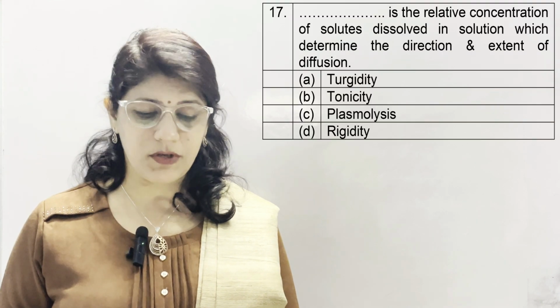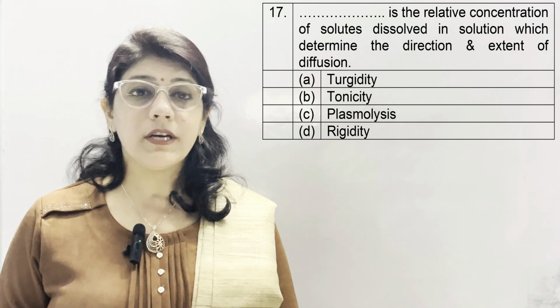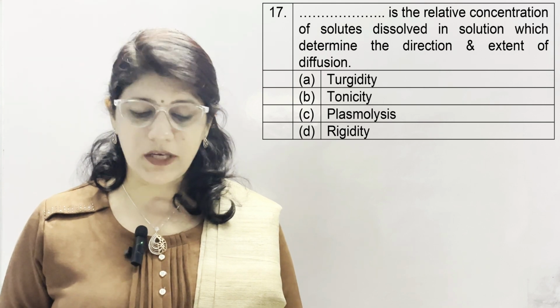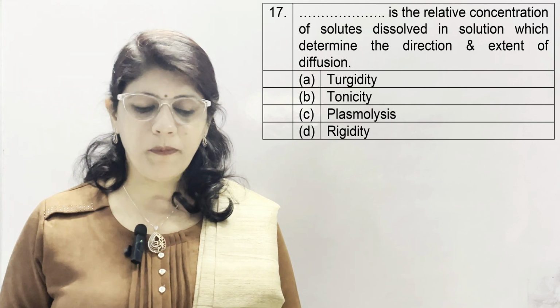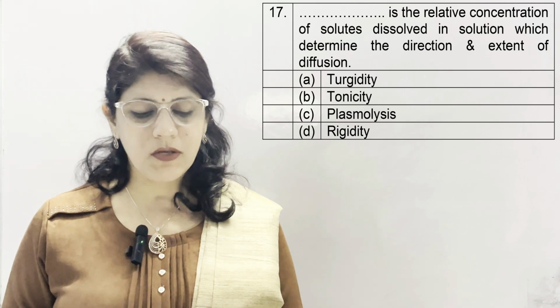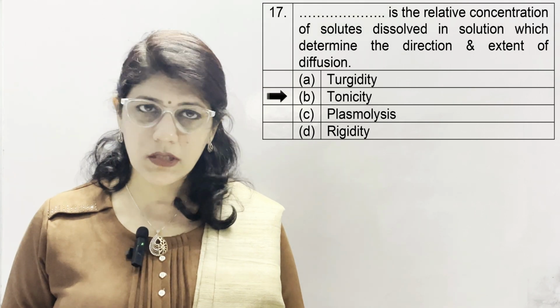In question number 17, dash is the relative concentration of solutes dissolved in solution which determine the direction and extent of diffusion. A option turgidity, B tonicity, C plasmolysis and D rigidity and the correct option is tonicity which is the relative concentration.